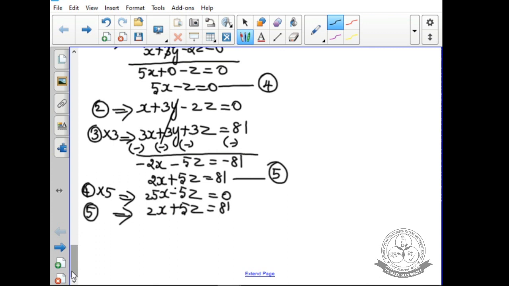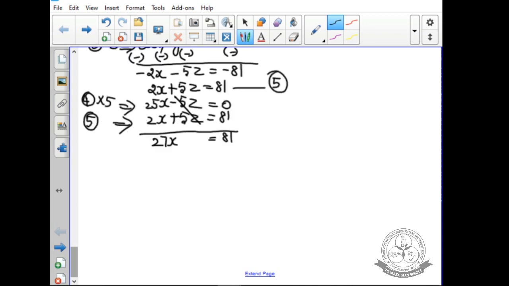Now you have to add. 25x plus 2x, the answer will be 27x. Minus 5z plus 5z, you can cancel this term, the answer will be 0. On this side you are getting the answer as 81. So x equal to 81 by 27, that is 3. So x equal to 3.